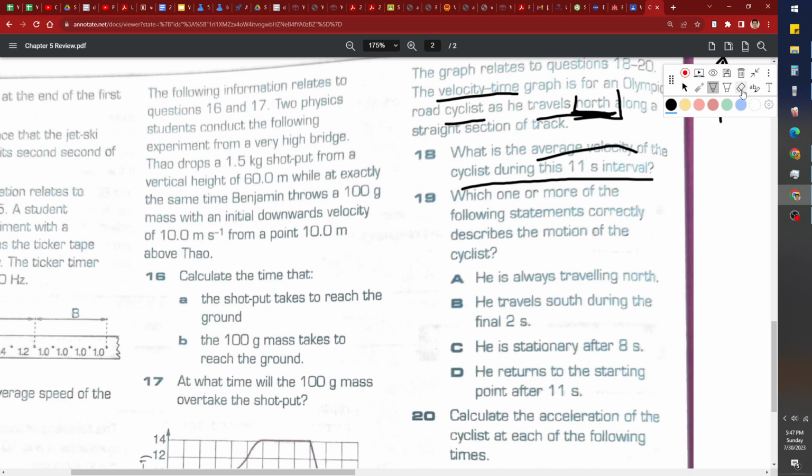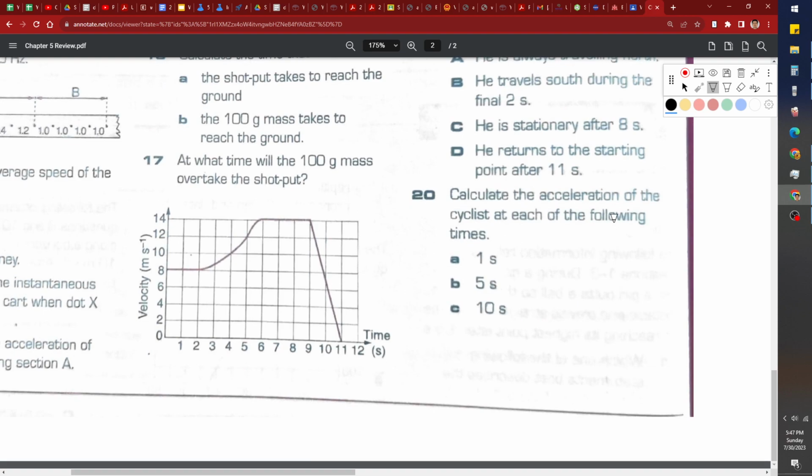Average velocity. Well, average velocity means we have to know the total displacement. V average means displacement divided by the total time. Okay, so how do we find displacement? Again, for a VT graph, displacement is the area under the shape of the graph line. Okay, so this one you can kind of estimate.